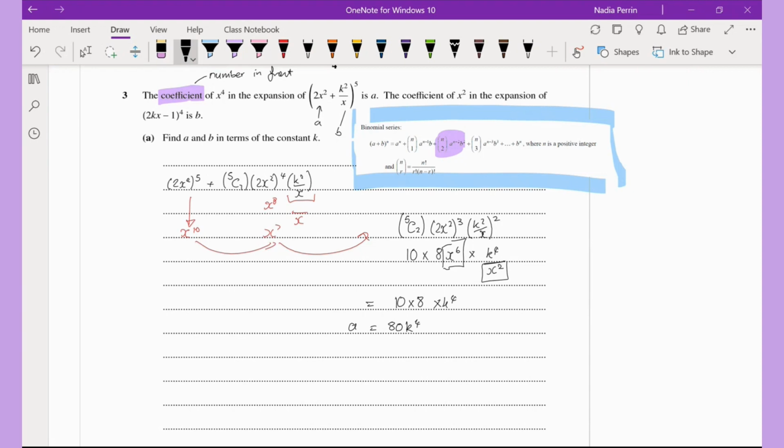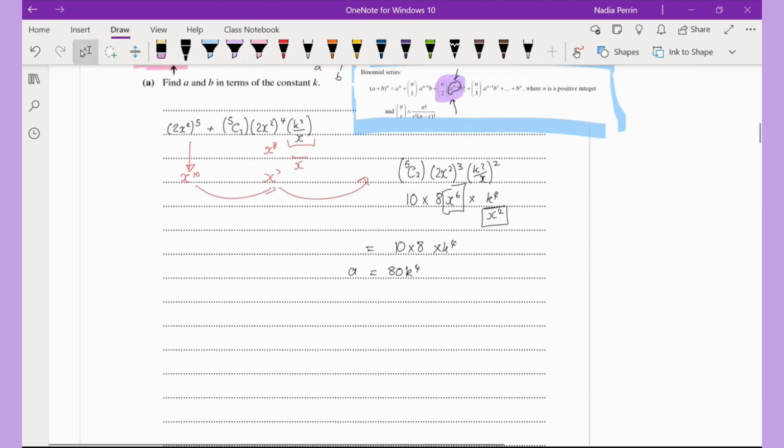And doing the same sort of thing for B. So we're going to be expanding this one up here, and we're wanting the coefficient of x squared. Now, because there are no x's in the second bit, it is going to be the one that has x squared on here, so it's going to be this one here. But again, if you're not sure, you can always start expanding and just see the pattern.